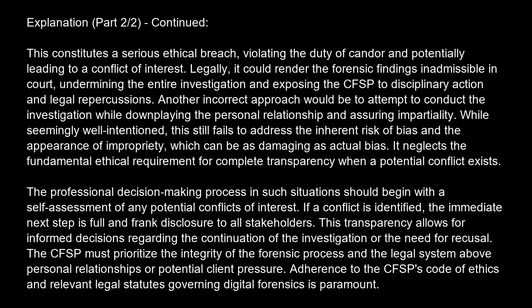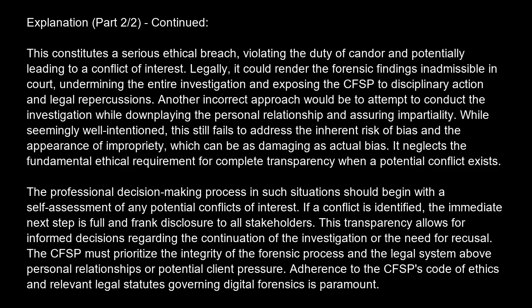Another incorrect approach would be to attempt to conduct the investigation while downplaying the personal relationship and assuring impartiality. While seemingly well-intentioned, this still fails to address the inherent risk of bias and the appearance of impropriety, which can be as damaging as actual bias. It neglects the fundamental ethical requirement for complete transparency when a potential conflict exists.